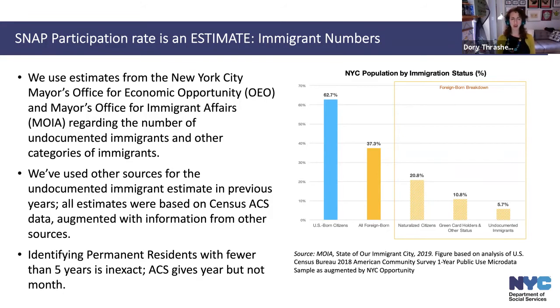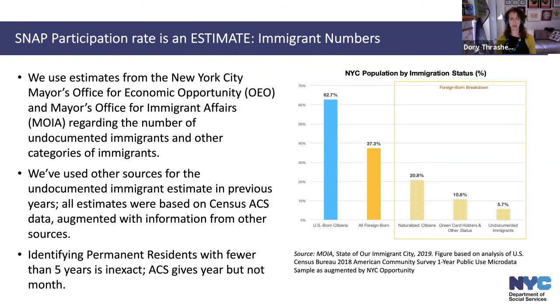And they go through a lot of their own processes to come up with these categories where they estimate how many people are naturalized, or how many people are green card holders, undocumented immigrants, and other categories. And so they share those numbers with us, and we use them in the SNAP participation rate. We've used different sources, especially to estimate undocumented immigrants in the past.